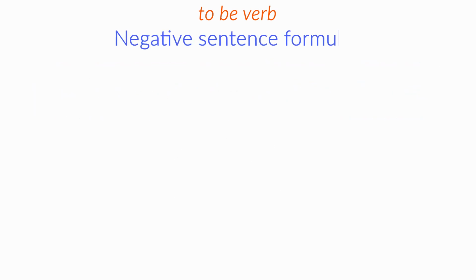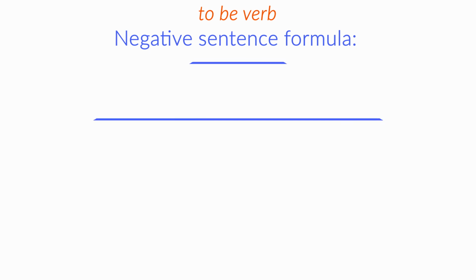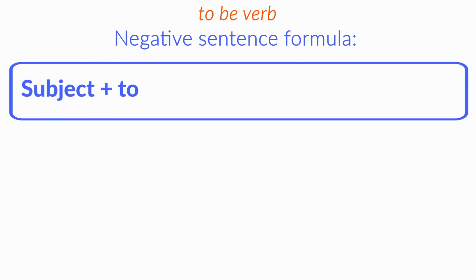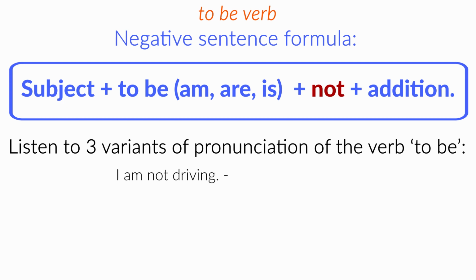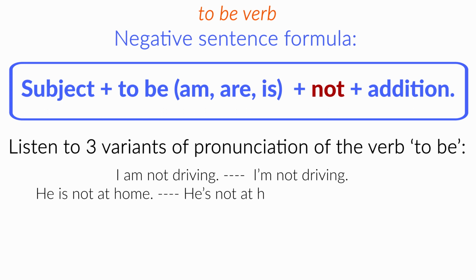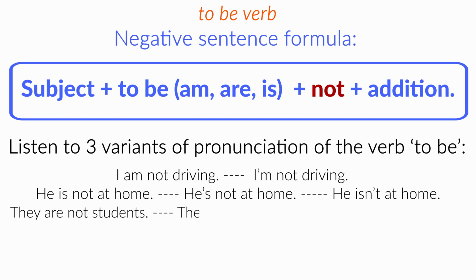Negative sentence formula. Here you will be introduced to three variants of pronunciation of the verb to be with pronouns. Subject plus to be, am, are, is, plus not, plus addition. I am not driving. I'm not driving. He is not at home. He's not at home. He isn't at home. They are not students. They're not students. They aren't students.